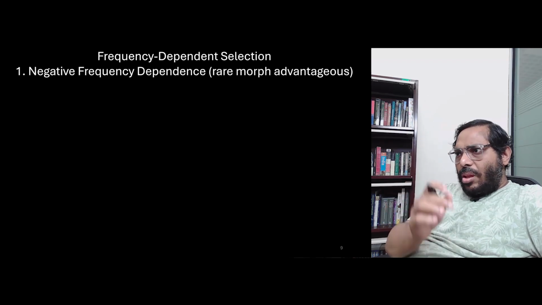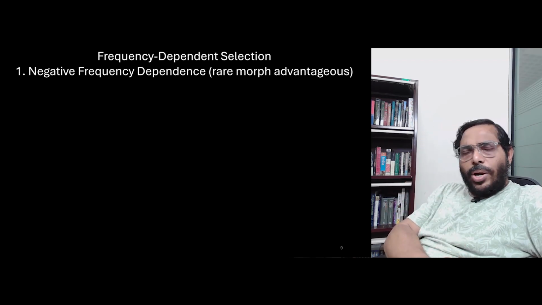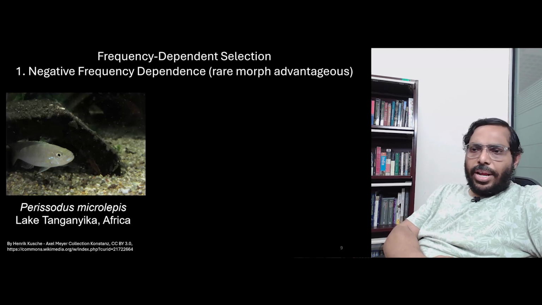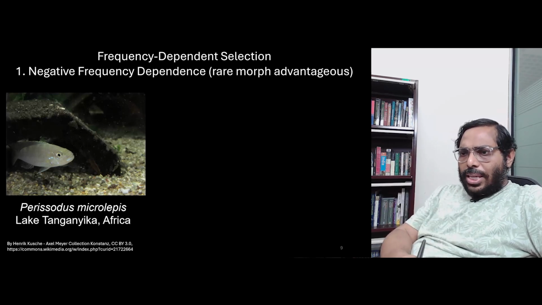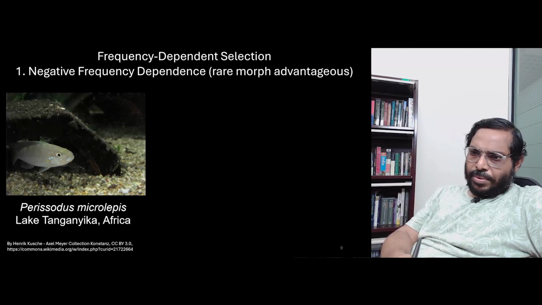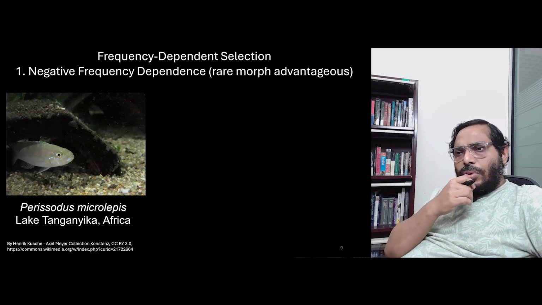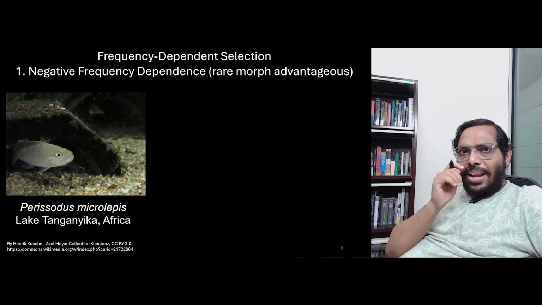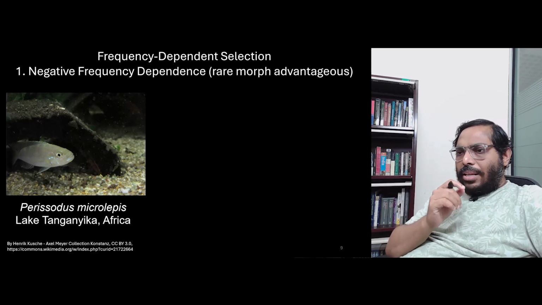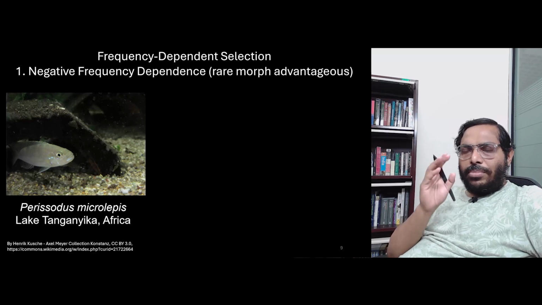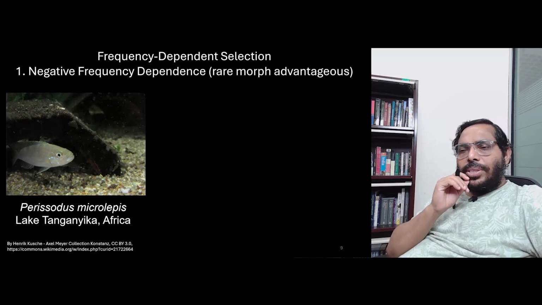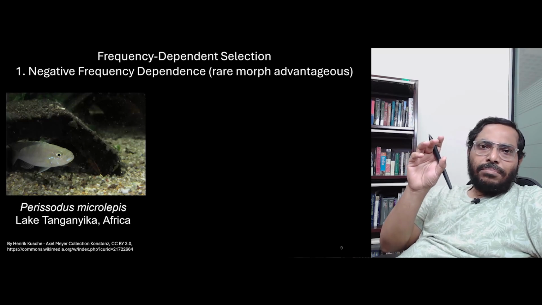Again, there are quite a few examples of this in the literature. The one that I have chosen is in the context of these fishes known as Perissodus microlepis. This fish, you find it in Lake Tanganyika in Africa. And the speciality of this fish, there are many specialities, but one major speciality of this fish is that it is a scale eating parasite.